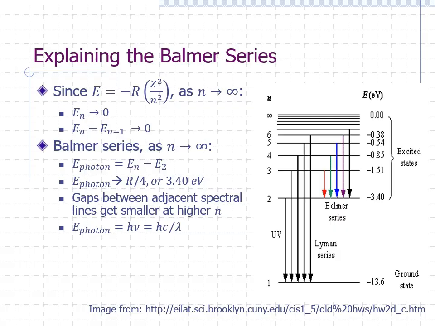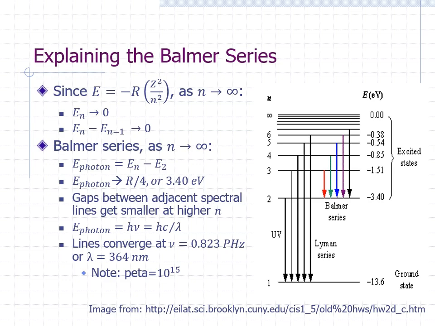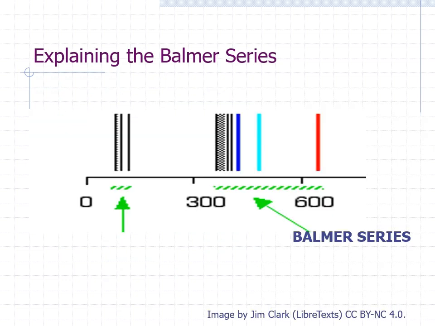To 3 significant digits, the lines for the Balmer series converge at a frequency of 0.823 petahertz, which corresponds to a wavelength of 364 nanometers. The SI prefix peta means 10 to the power 15. Here's a diagram showing the spectral lines of hydrogen versus wavelength in the ultraviolet and visible range.